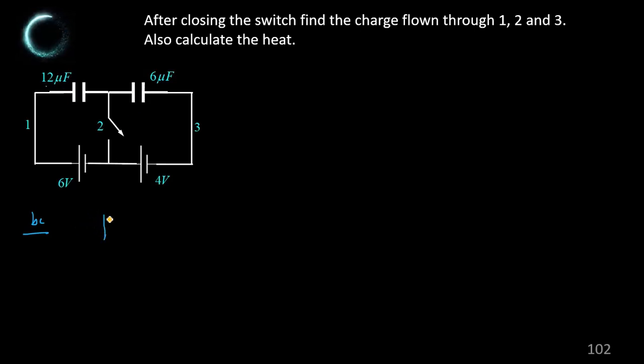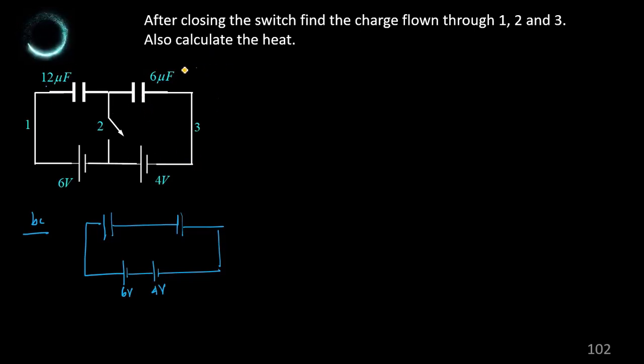This is the 12 microfarad capacitor. This is the 6 microfarad capacitor. Now we are connected with the two battery system, that is 6 volt and 4 volt, and these two are favoring each other. Now for 12 and 6, in the initial situation, C equivalent is 72 by 18, which means 4. So 4 is the initial equivalent capacity.